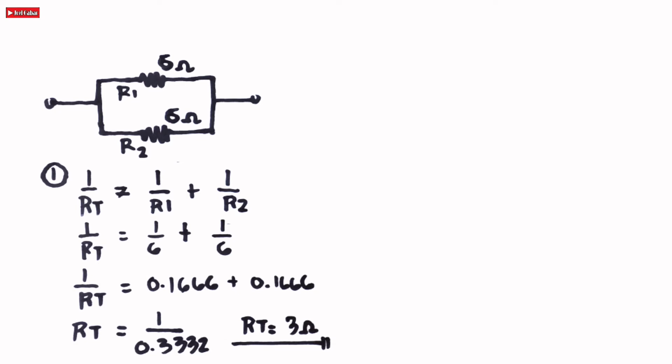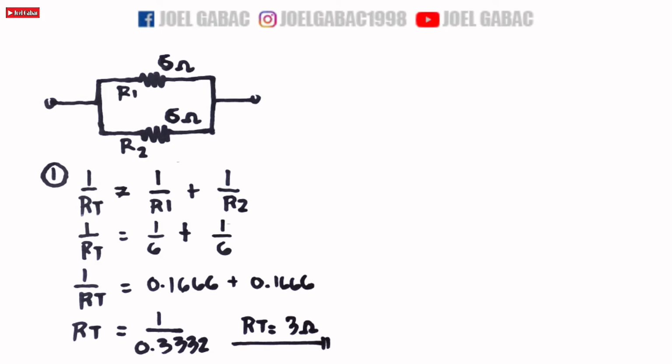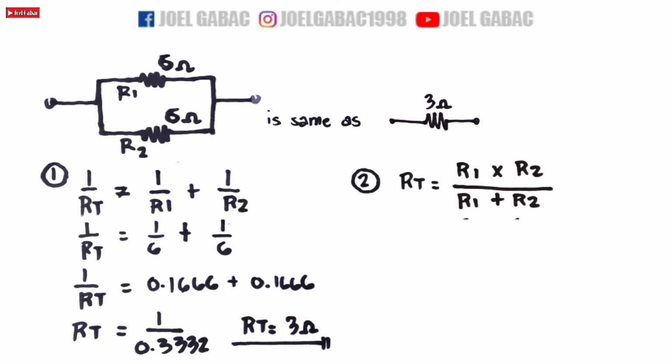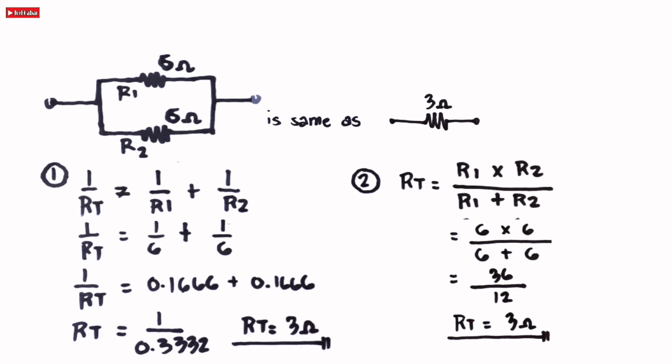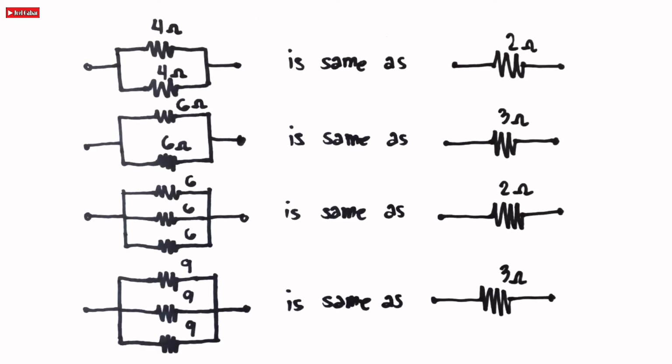The strategy here is when two resistors are connected in parallel, if they have the same value, the equivalent resistance is simply half of their value. The second formula of a parallel circuit is RT is equal to R1 times R2 over R1 plus R2. Just simply substitute the given resistance to the formula, resulting in the same answer, RT is equal to 3 ohms.